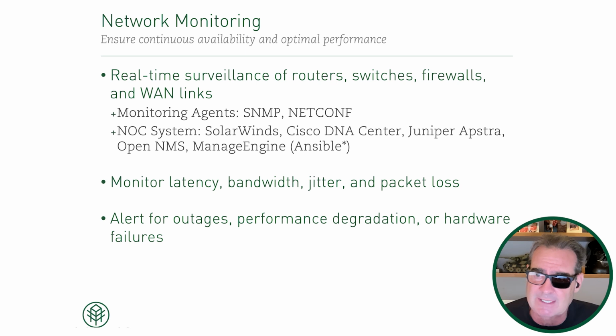So you might hear terms like SNMP and NetComp thrown around, and driven by industry standard or popular NOC systems such as SolarWinds or Cisco DNA or Juniper Apstra or OpenNMS or ManageEngine. In some cases you could be doing a lot of this yourself, homegrown, through Ansible. So at the very first level, they're monitoring latency, checking bandwidth, looking for jitter, looking for packet loss. They're going to be on the alert for outages, performance degradation, or hardware failures. So the two go hand in glove. Network performance problems can often be an indicator of a cybersecurity event.